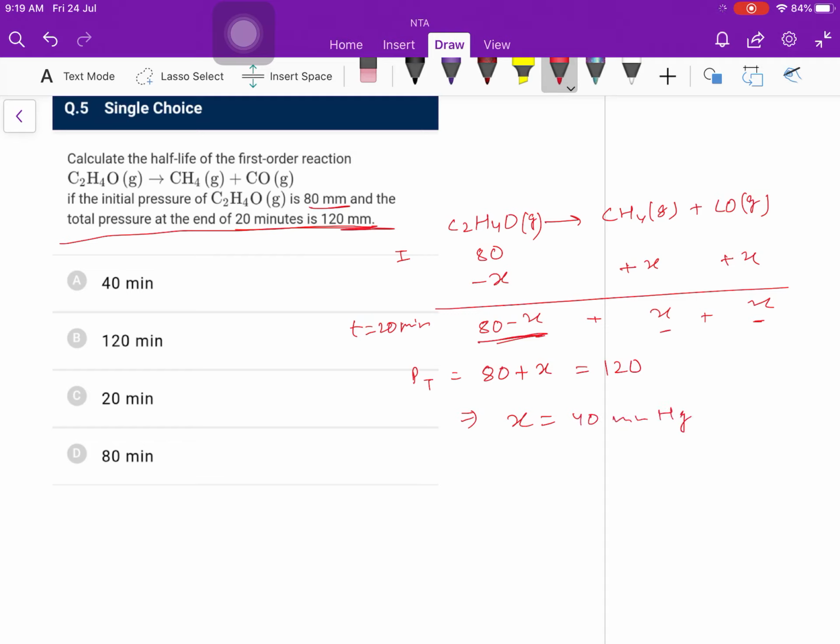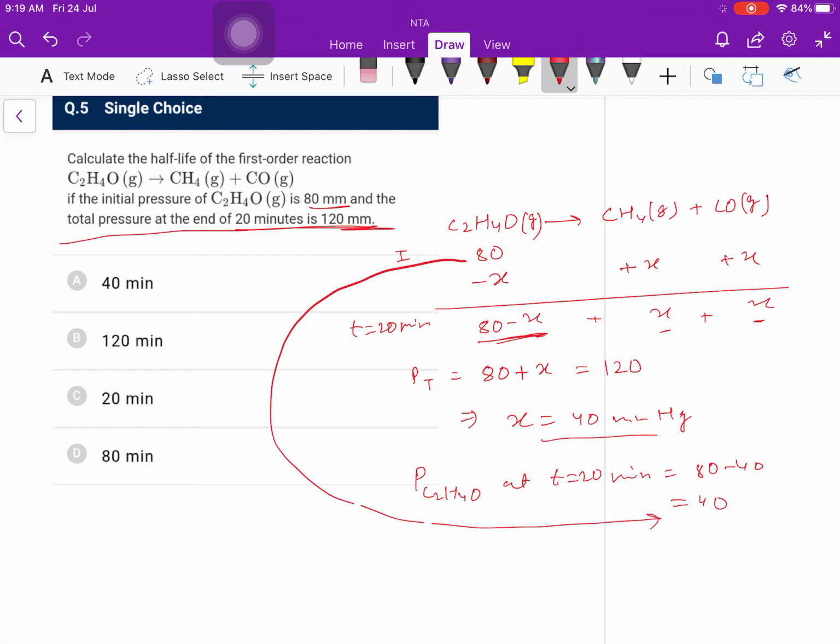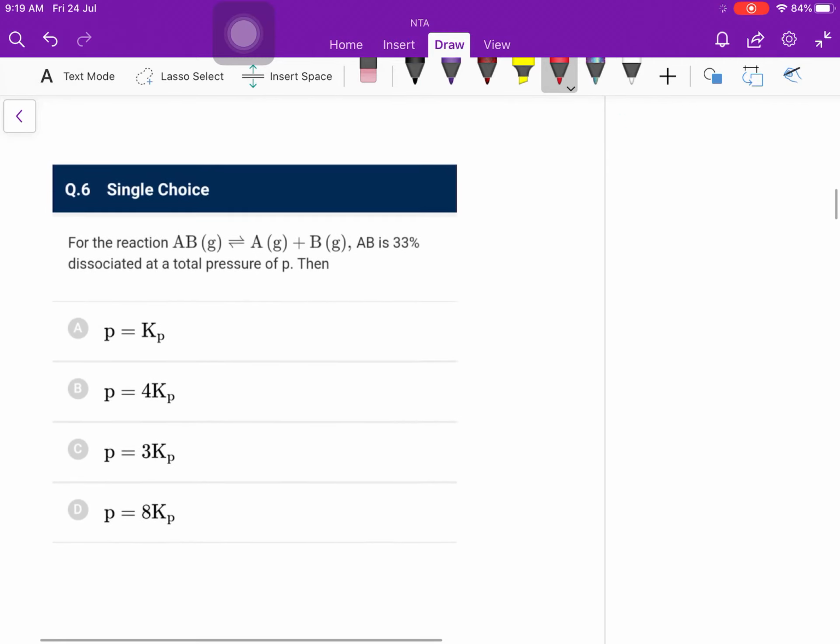So 40 mm, actually they have not mentioned Hg or whatever. So x is equal to 40 mm, and therefore pressure of C2H4O at t equal to 20 minutes is equal to 80 minus 40, which is equal to 40. So actually the pressure of C2H4O has become half, from 80 to 40 in 20 minutes. So it has become half in 20 minutes, therefore half-life is 20 minutes. We do not need to do any further calculation.